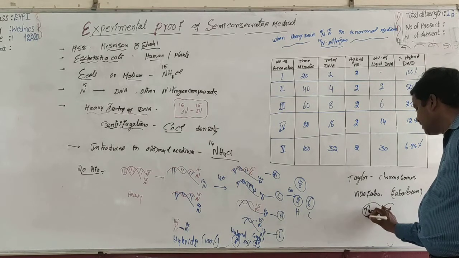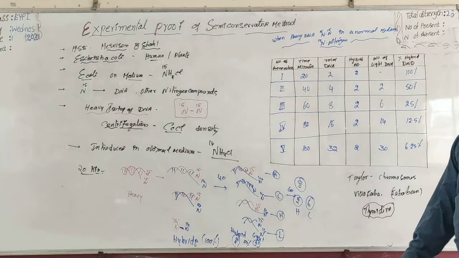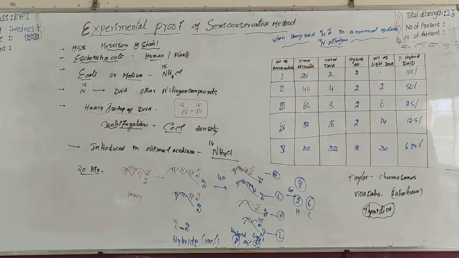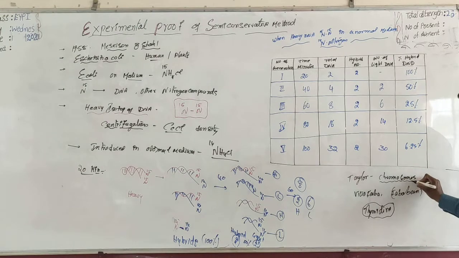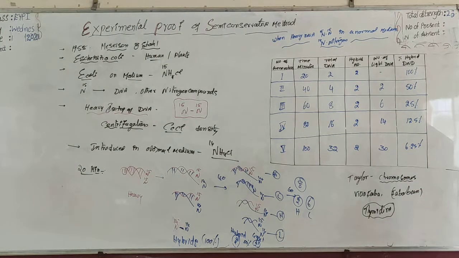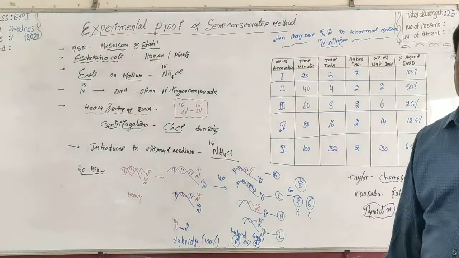Very important, radioactive thymidine. Actually, the semi-conservative method of DNA replication in E. coli was discovered by these two scientists. At the same time, the semi-conservative method of chromosomes was discovered by scientist Taylor in Vicia faba bean. Here, he utilized the radioactive thymidine. Radioactive thymidine was utilized by scientist Taylor.